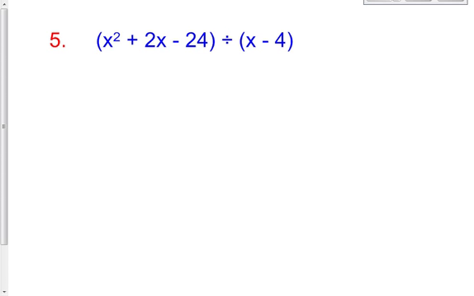Now I want you guys to notice this problem, x squared plus 2x minus 24 divided by x minus 4. This is our same problem as number 3 on our exact same notes. And notice what we got on number 3. We got the answer x plus 6. So we did that using long division. Now I'm going to prove to you how using synthetic division we'll get the exact same answer.